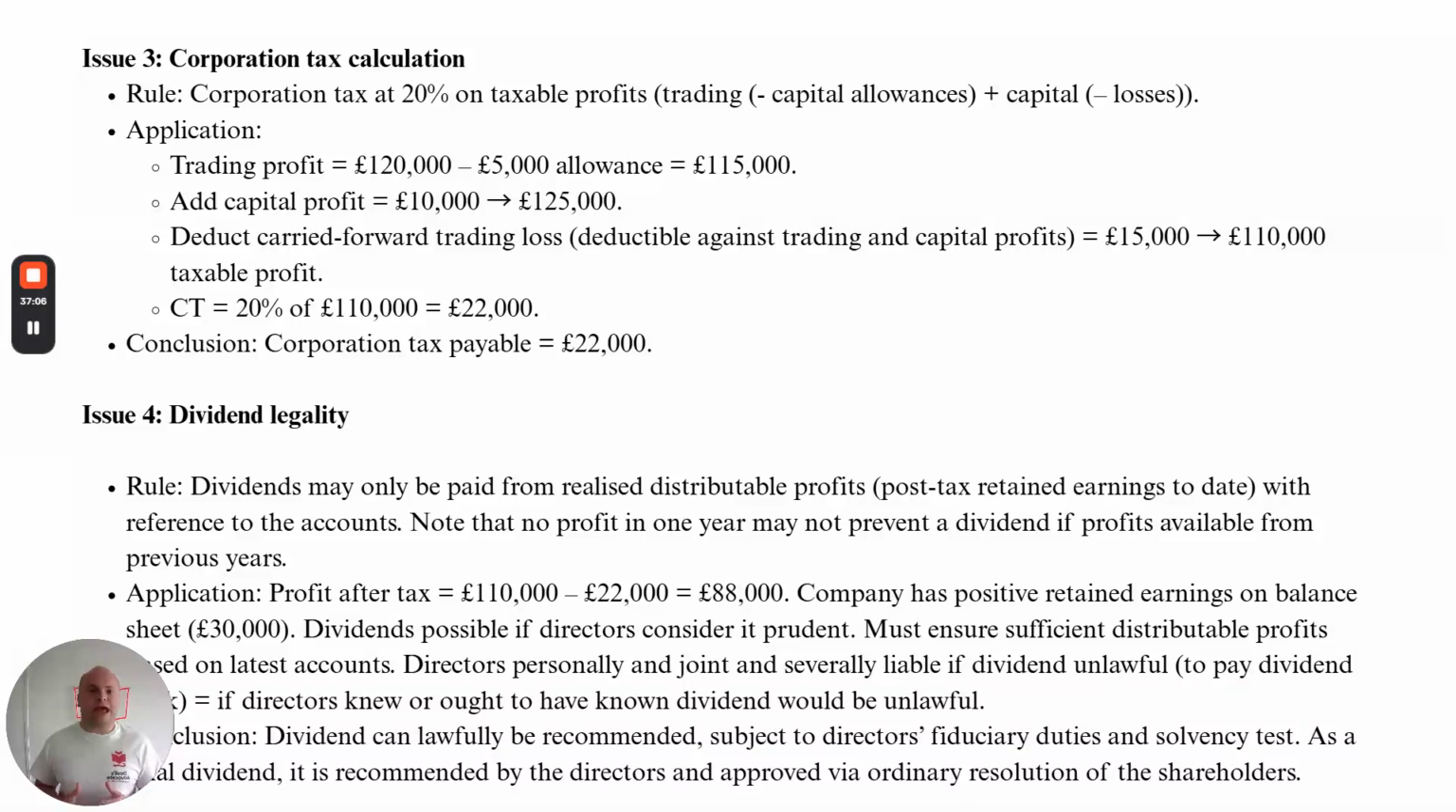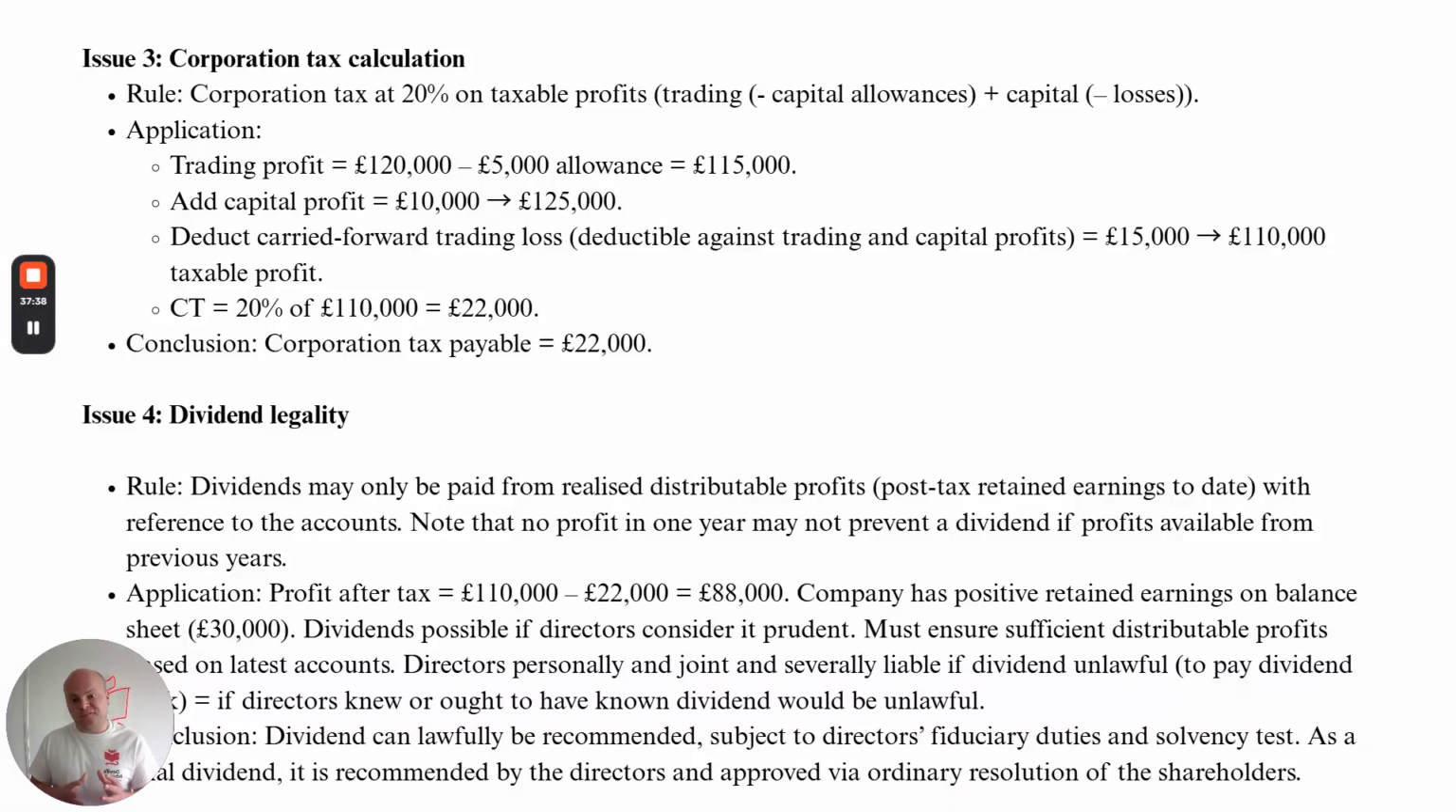And then we were told that we had a trading loss being carried forward from the previous year. Trading losses can be deducted against both income profits and chargeable gains. So we can just deduct that directly against our 125. So 15,000 applied against 125, 110,000. Corporation tax of 20% of 110,000 gives us a corporation tax payable of 22,000. So we've got a corporation tax liability of 22,000.